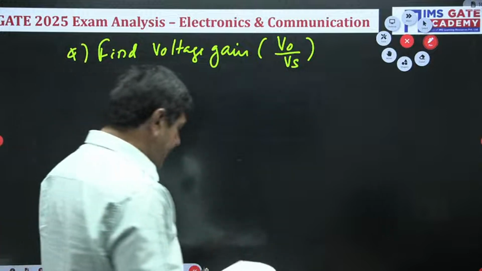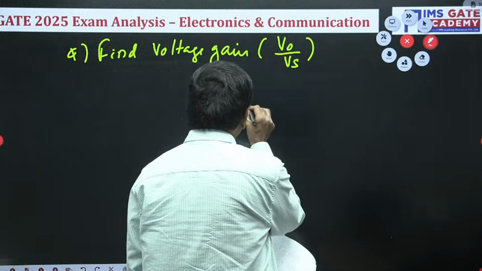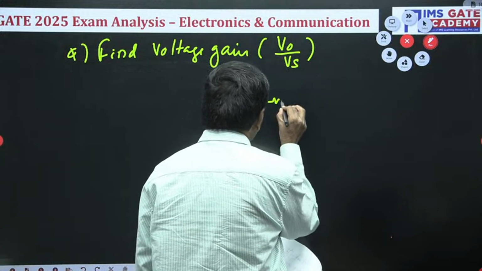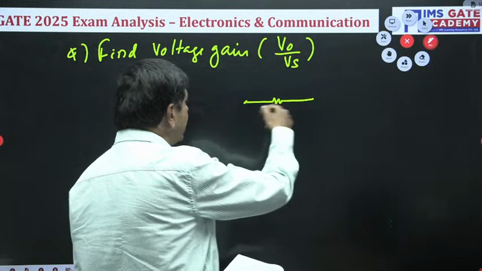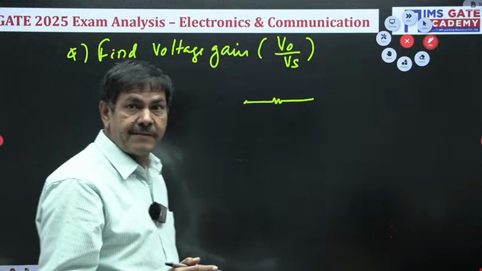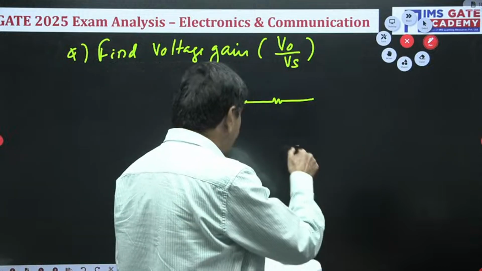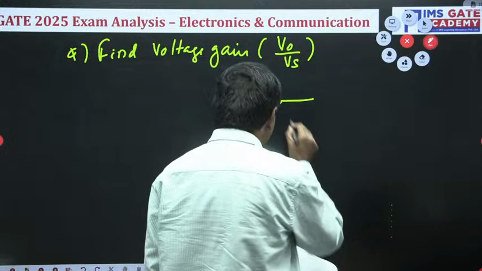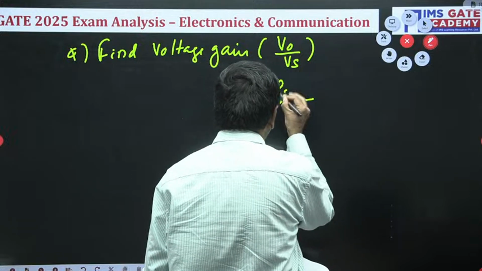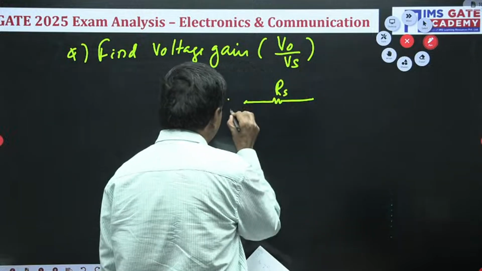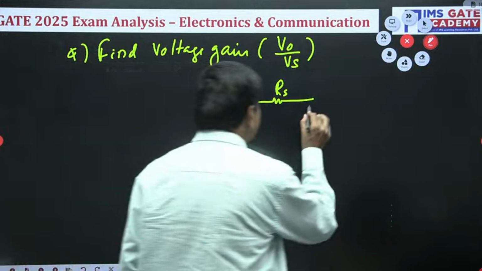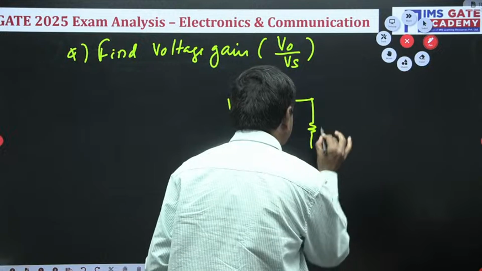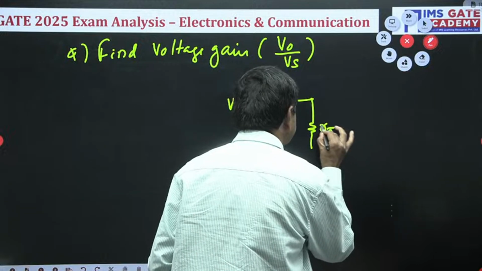For the BJT given here, for the small signal amplifier AC analysis, if you apply the RPI model, the circuit is given like this. RS is given, this is RS. This is given Vs, the source voltage. This is nothing but RPI, the RPI model.